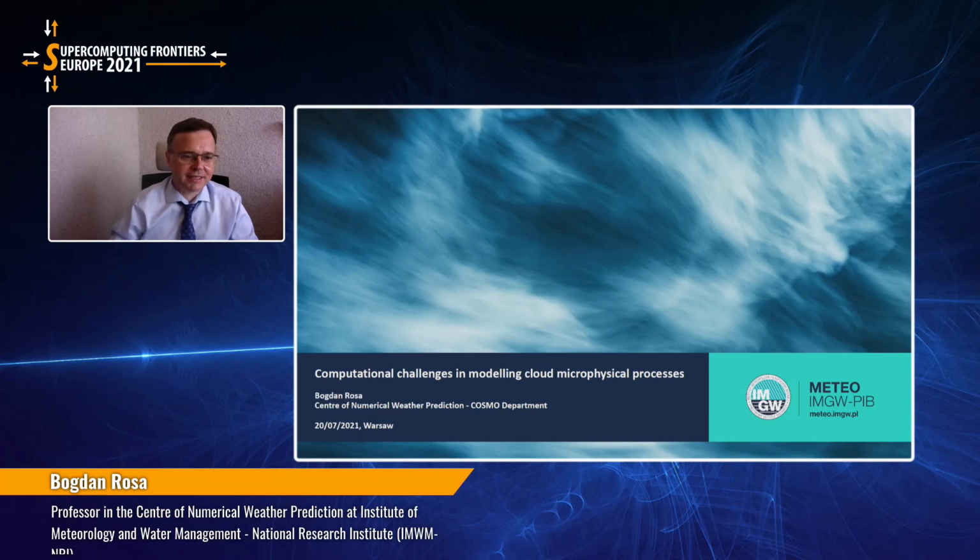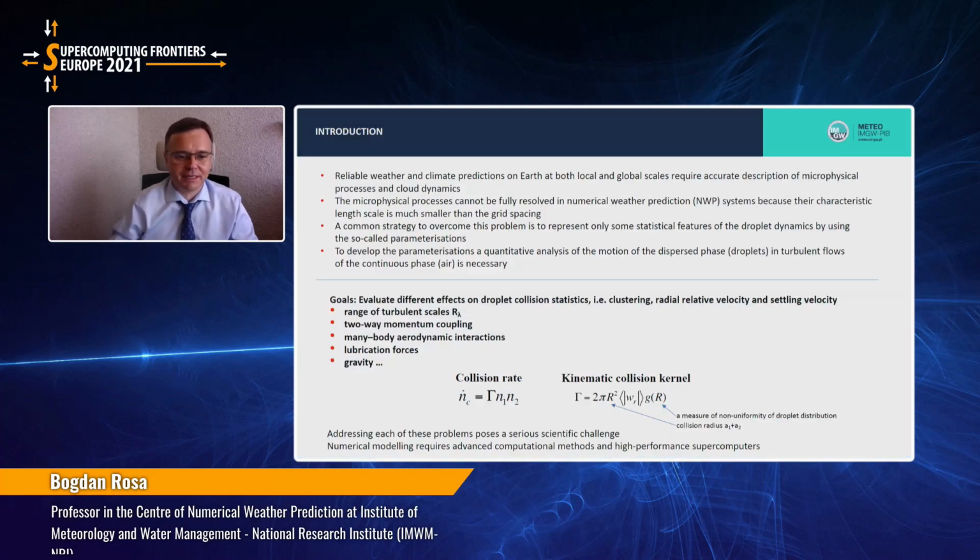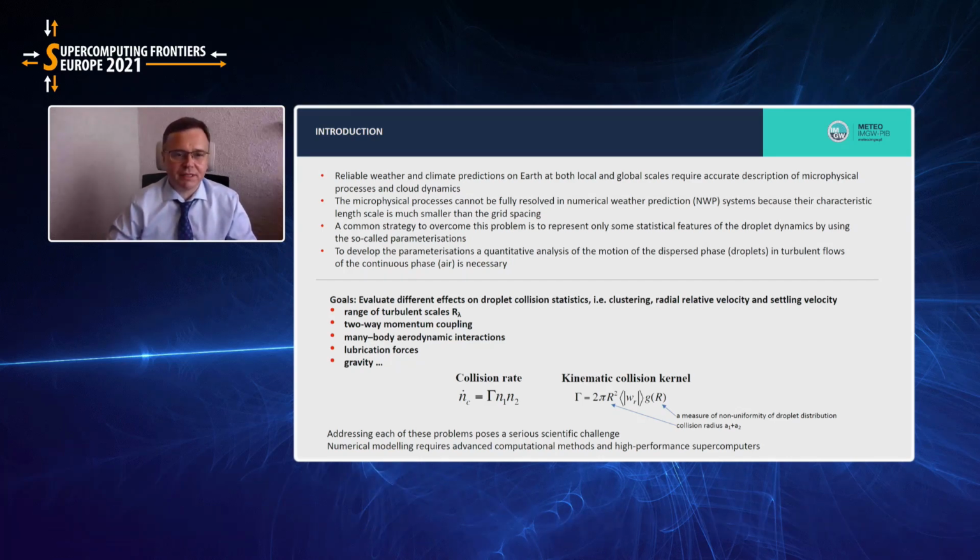Yes, as Karolina said, I work for the Polish Weather Service, and our main activity is the development of reliable weather forecasts. The forecasts are simulated using advanced NWP systems. Currently, we use operationally two models, COSMO and ALADIN. So for reliable weather or climate prediction, we need to provide such models with an accurate description of cloud microphysical processes and also large-scale cloud dynamics.